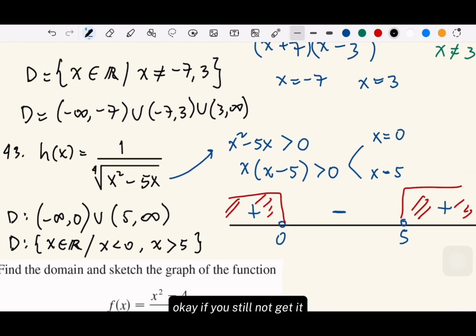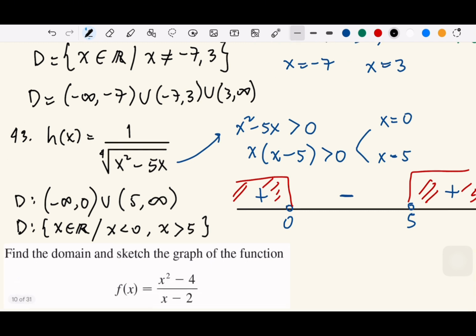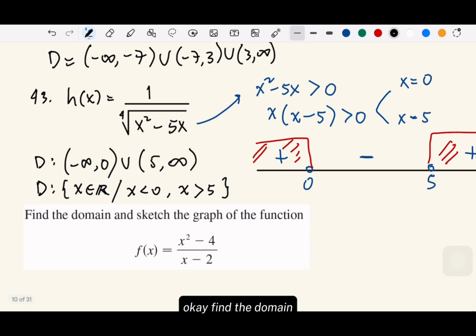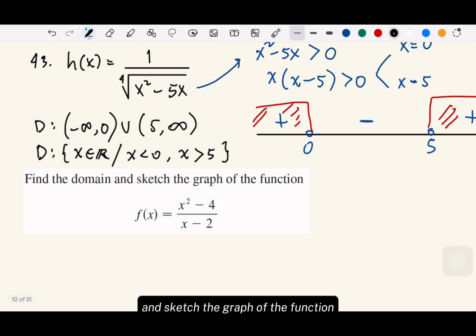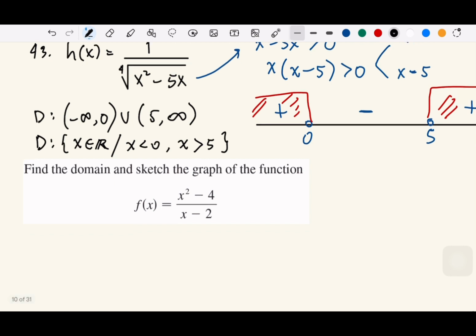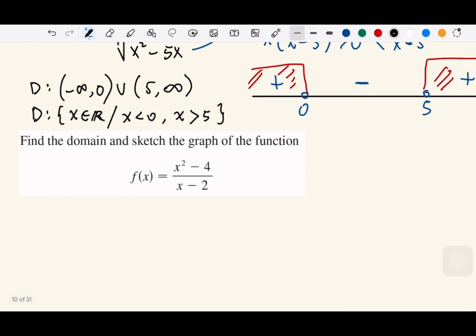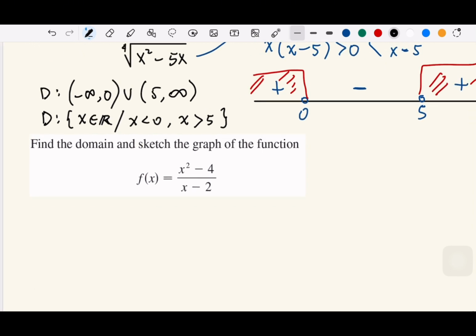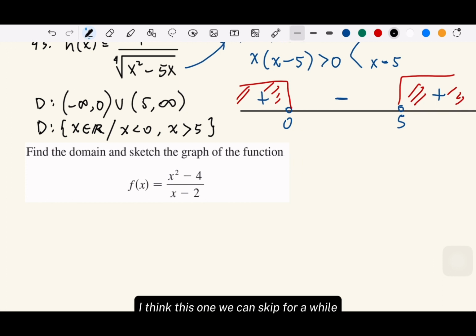Okay, if you still don't get it, then perhaps if you take my basic math class, we are going to discuss a lot. Okay, find the domain and sketch the graph of the function. I think this one we can skip for a while, okay? But if you want to sketch first, yes?